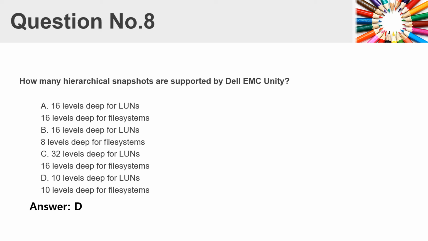Question number 8. How many hierarchical snapshots are supported by DELL EMC Unity? A. 16 levels deep for LUNs, 16 levels deep for file systems. B. 16 levels deep for LUNs, 8 levels deep for file systems. C. 32 levels deep for LUNs, 16 levels deep for file systems. D. 10 levels deep for LUNs, 10 levels deep for file systems. Answer. D.